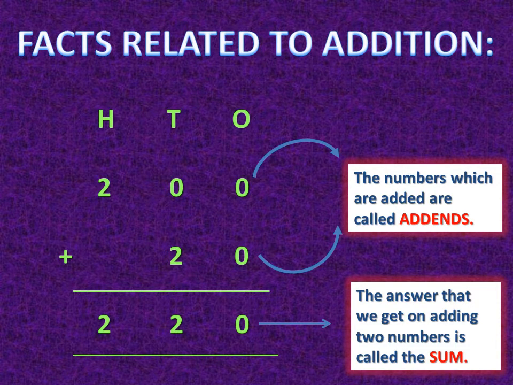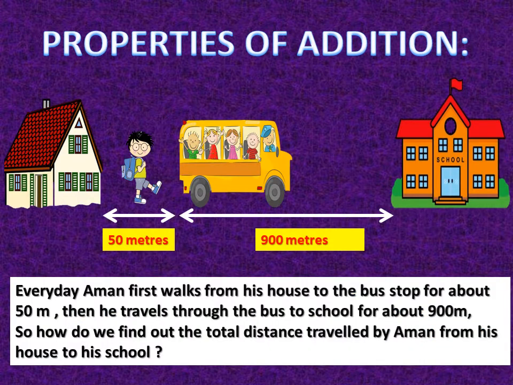Now, there are some terms related to addition that we should know. The numbers which are added are called addends. Okay? And the answer that we get on adding two numbers is called the sum. Now let's go through some properties of addition.